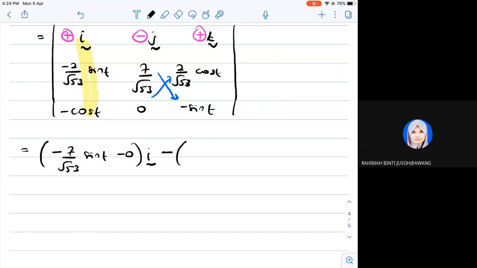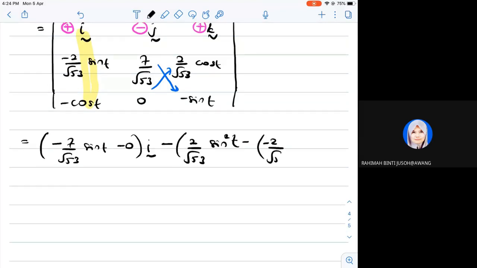So close the second column, cross the first and third column, negative negative becomes positive. So we have like this, sin squared t. And then minus, multiply going up, negative 2 over square root 53 cos squared t. This is your j. And then plus, close the third column. So you are closing the first and second column. This one becomes 0 minus 7 over square root 53 cos t.